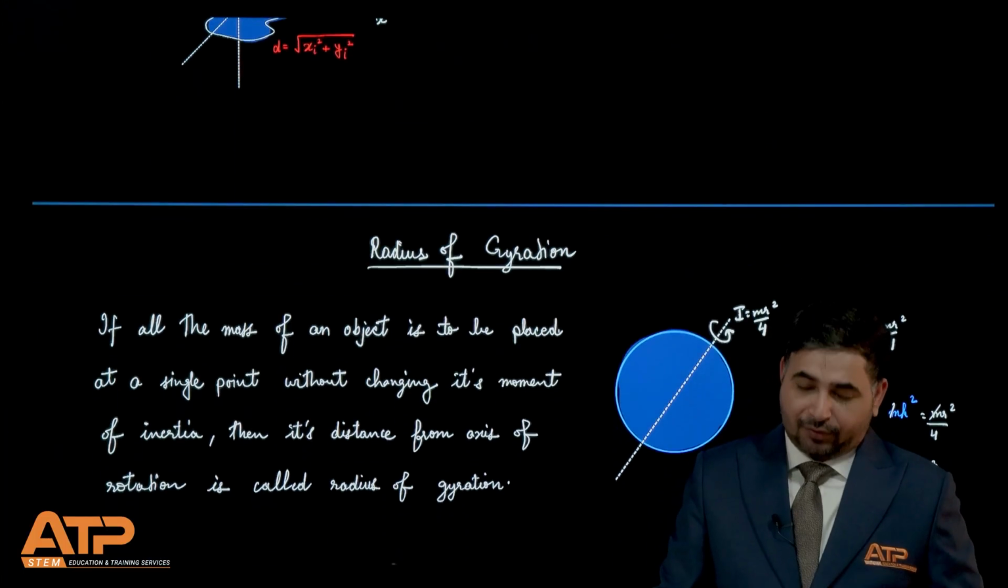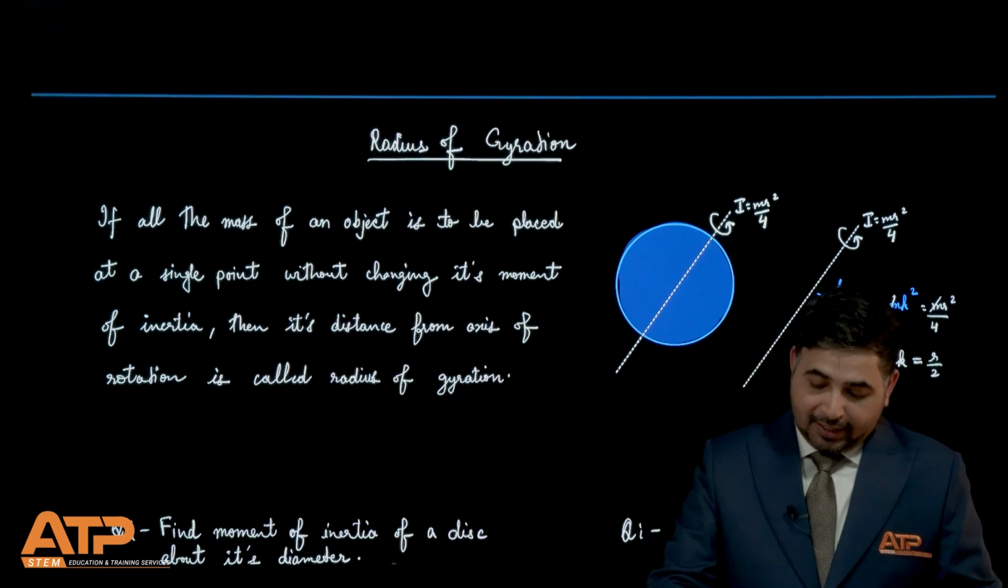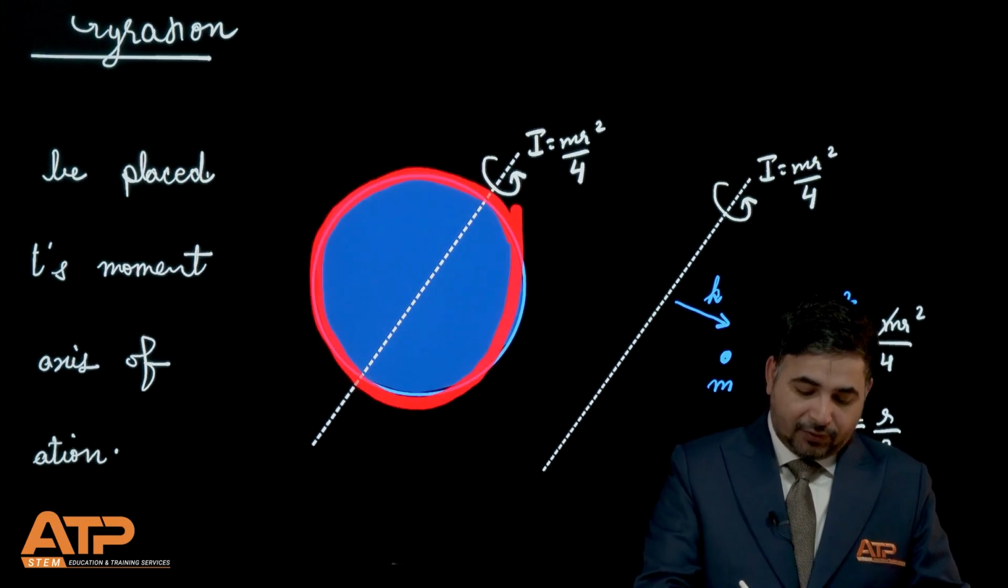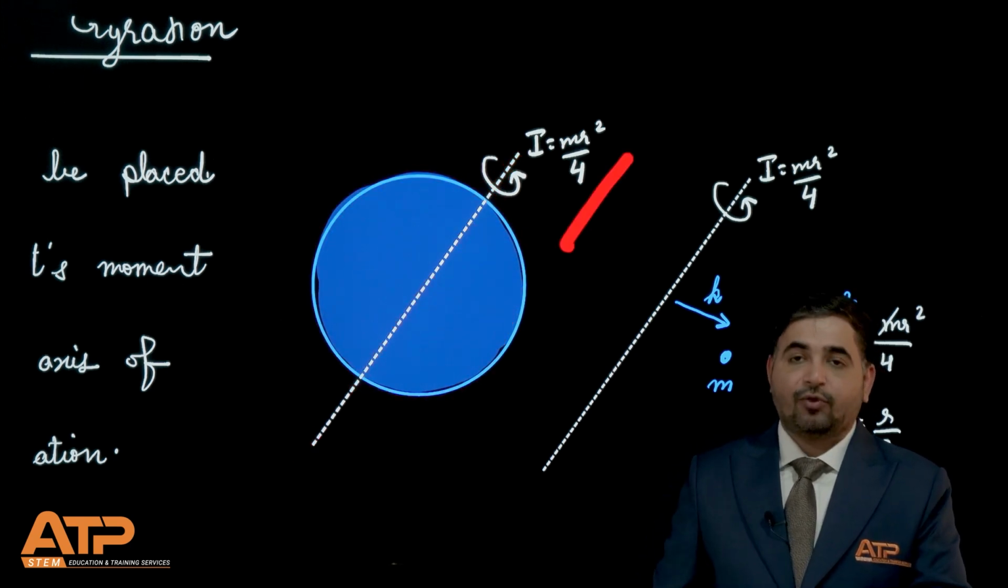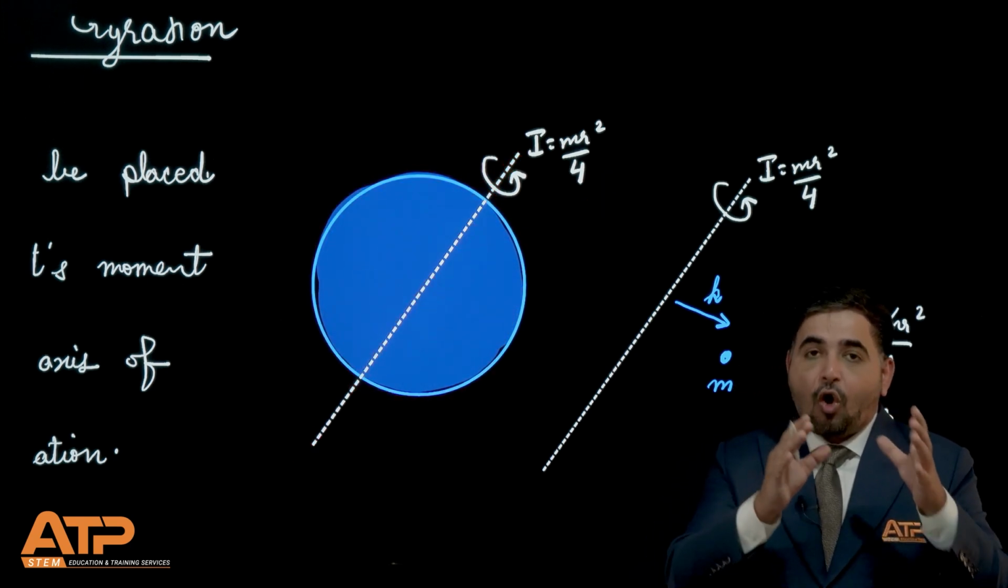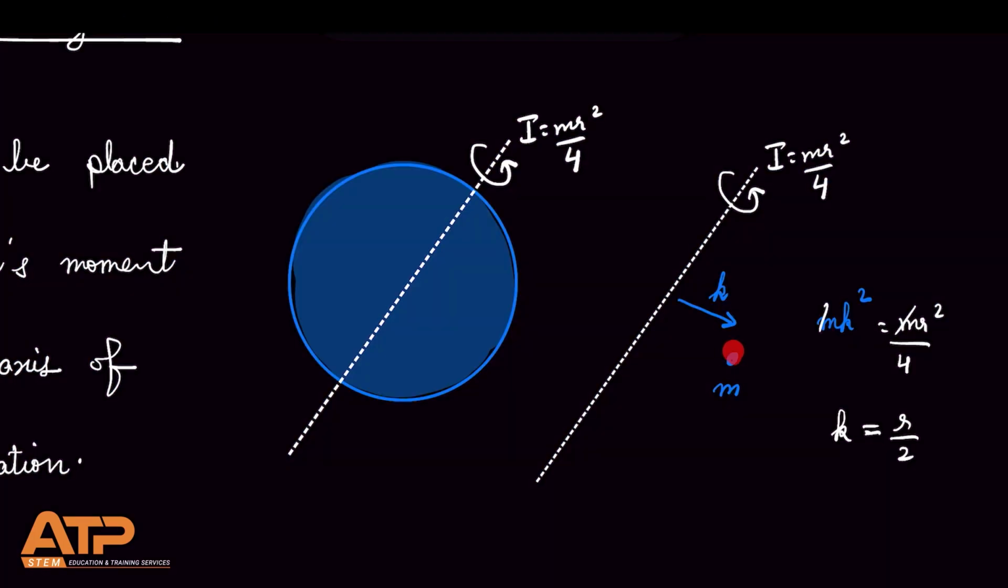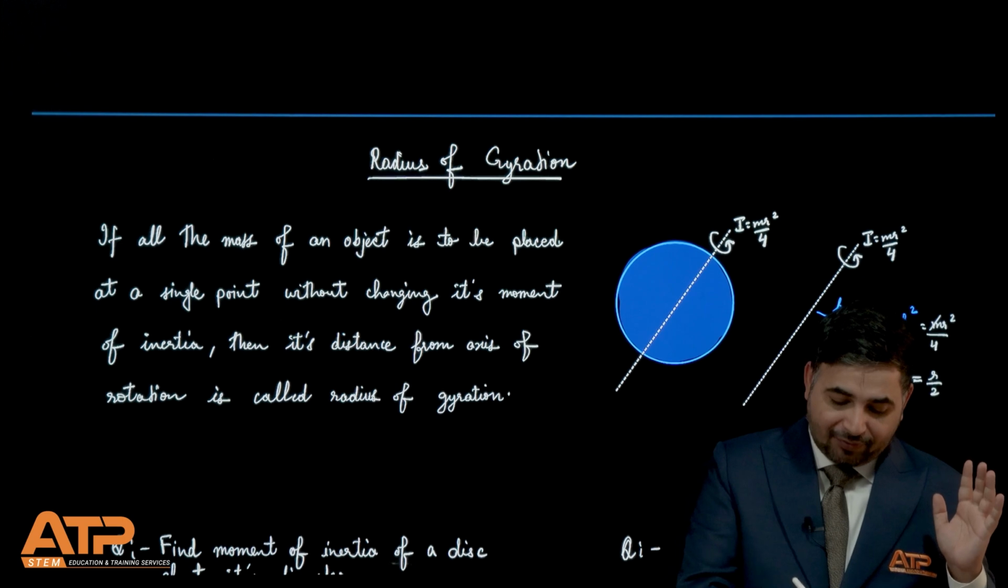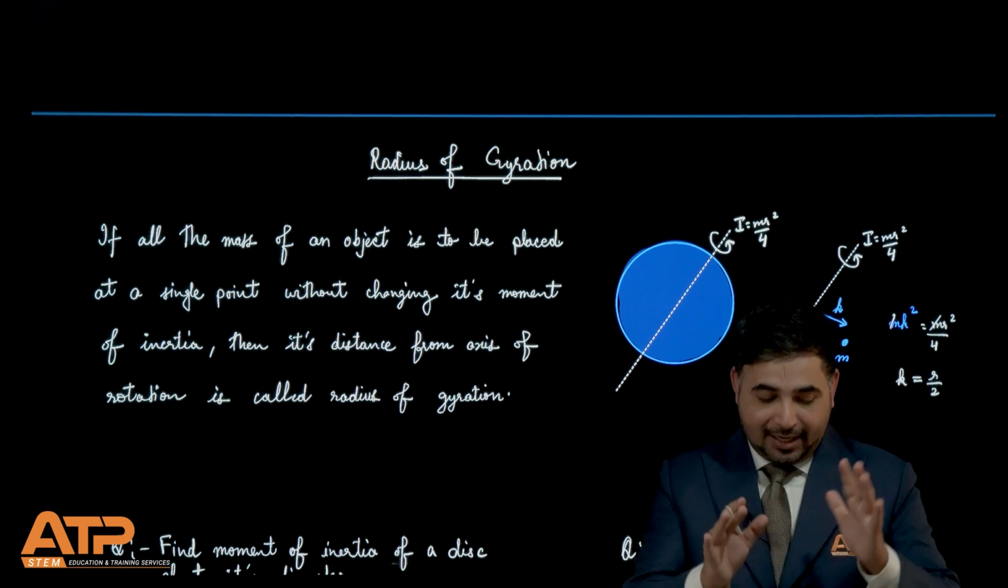Let's move forward. Radius of gyration. What is radius of gyration? Imagine that we have an object and there is certain moment of inertia of this object, MR square by 4. If we were to remove all the mass of this object and place it at a single point, how far shall we place it such that moment of inertia does not change? So in that case, it's MK square, because all the mass is here at a distance of K, equals MR square by 4. If that was the case, how much is K? R by 2. So K here will be called radius of gyration. I have written the definition as well, right? But it's the exact same thing that I explained to you.